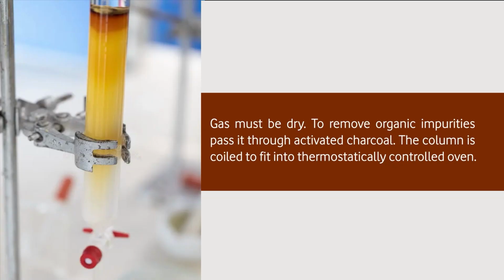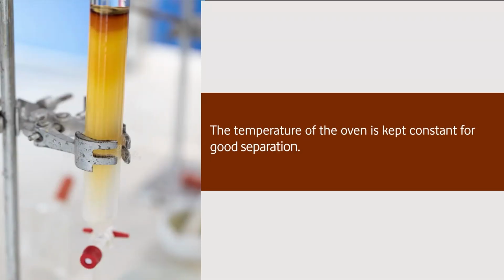The column is coiled to fit into the thermostatically controlled oven because it's a small piece of equipment. So columns are all coiled. They can be either packed or capillary columns. The temperature of the oven is kept constant for good separation. But if the compounds are not getting into gas form easily, then we may increase the column temperature.